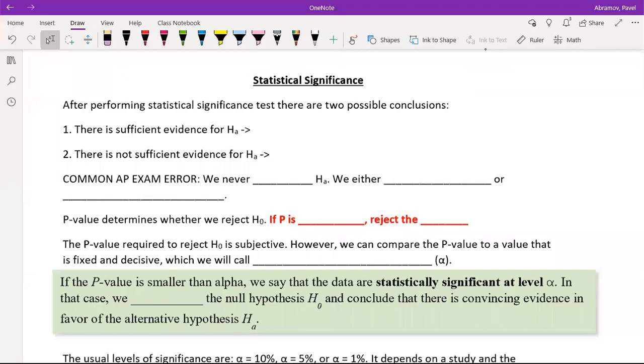Okay, let's talk about statistical significance. So after performing statistical significance tests, there are basically two possible conclusions. We either have sufficient statistical evidence for the alternative hypothesis, and if there is enough statistical evidence for the alternative hypothesis, then we say that we reject the null hypothesis, H0. Or there is not sufficient evidence for the alternative hypothesis, and then we fail to reject H0.